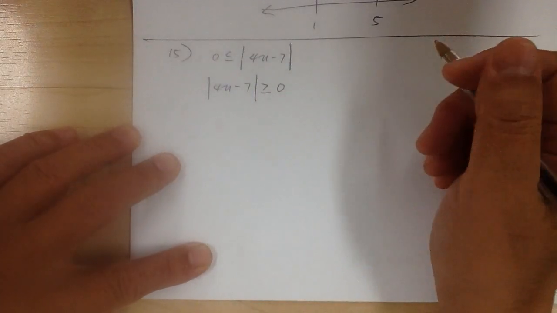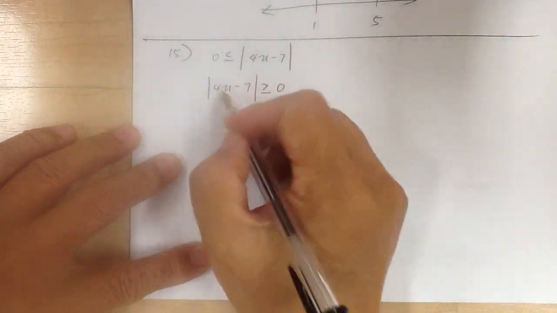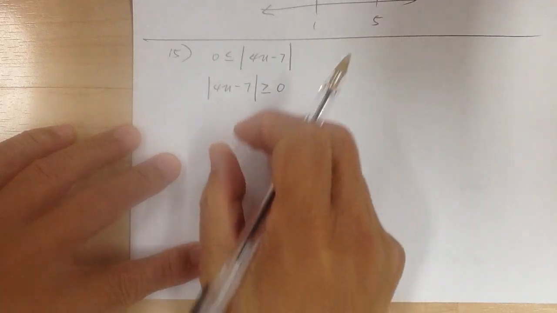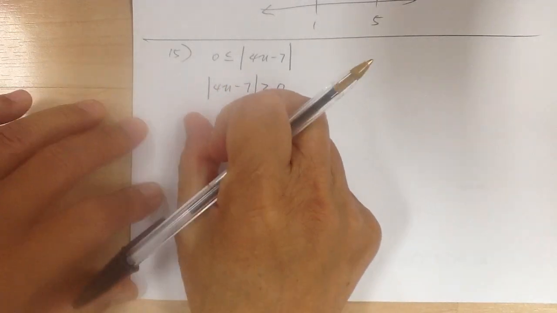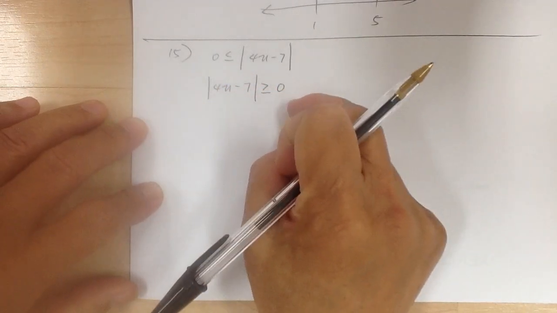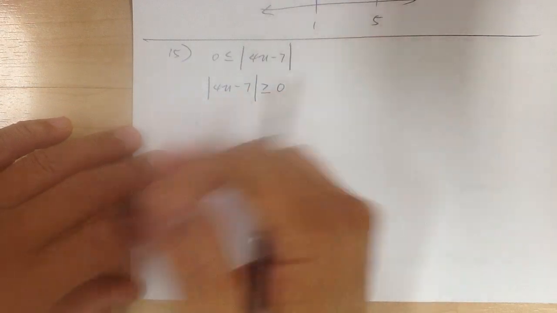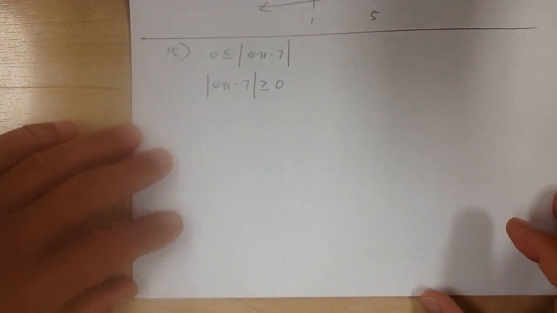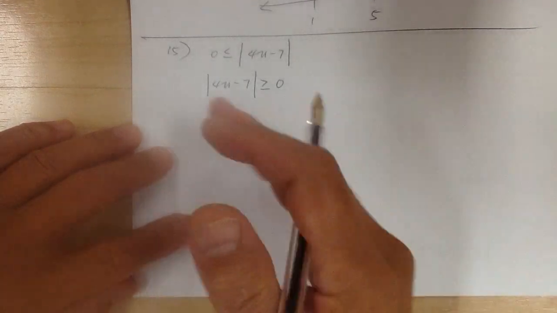Now, remember, absolute value is always a positive number. So over here, what you're saying is that a positive number is greater than or equal to 0. Then it's always going to be true. So the answer would be all real numbers. But in case you don't catch that, that's okay.